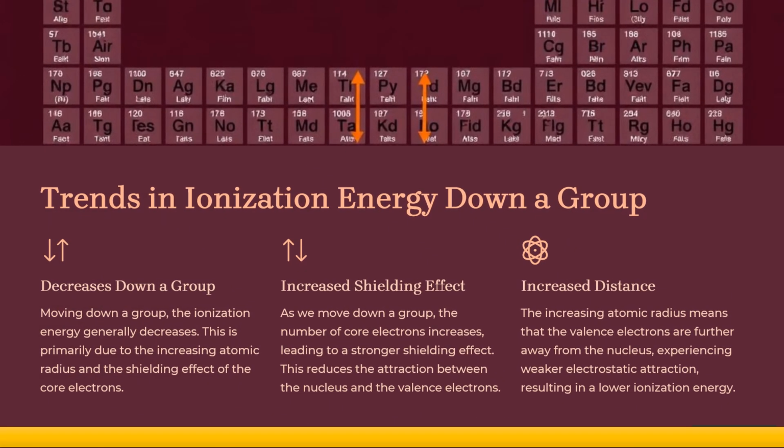Now let's look at periodic trends down a group. As we move down a group, ionization energy decreases. Why does this happen? It's because the atomic radius gets larger. The shielding effect from inner electrons becomes stronger, and the outermost electrons are farther away from the nucleus. Think of it like a rubber band. The farther you stretch it, the easier it is to snap. Similarly, the farther an electron is from the nucleus, the weaker the pull holding it in place, making it easier to remove.